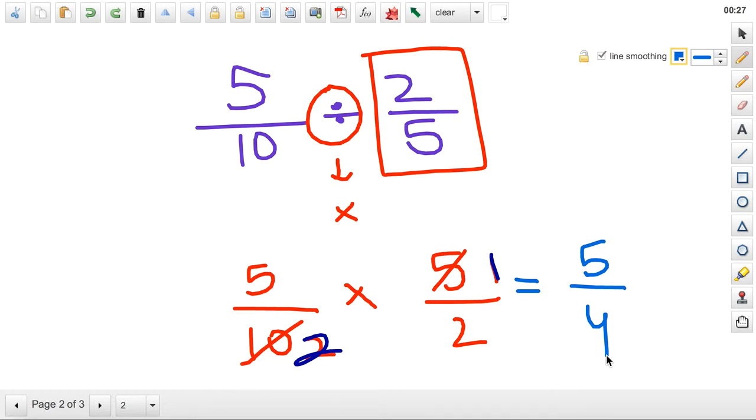But this is an improper fraction, so we have to make it a mixed number. So what you can do is divide 5 divided by 4. We can do this mentally. 5 divided by 4 is 1 remainder 1. The remainder can be expressed as something out of 4. So if the remainder is 1, it would be 1 1/4.